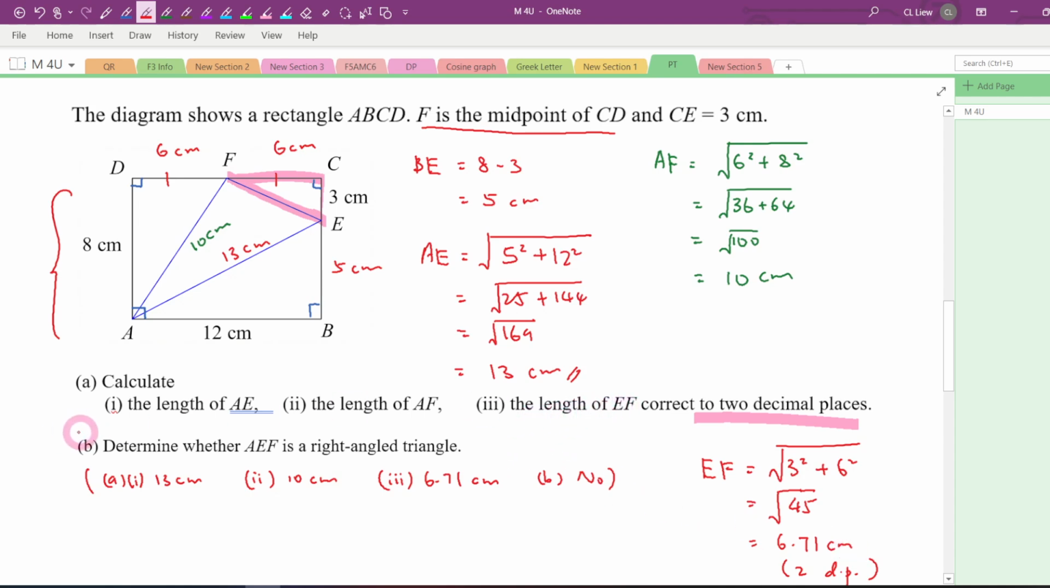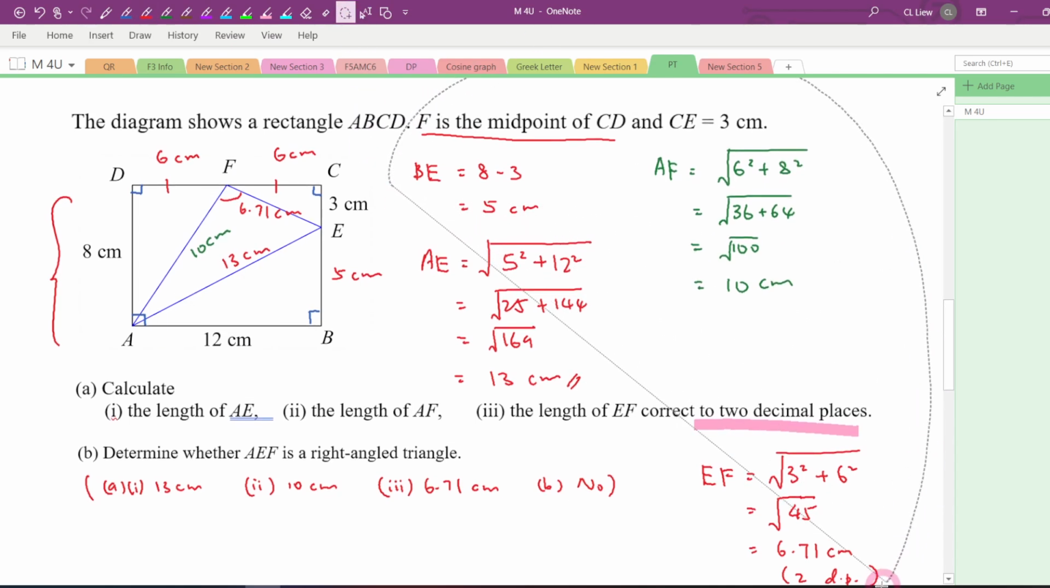Now let's look at this. Okay, let me label first. This is 6.71 centimeter. Determine whether AEF is a right angle triangle. AEF. Is this a right angle triangle? Now you need to show your calculation. Maybe some students look at the diagram, they notice that this is not a right angle triangle, right? Because this is not 90 degree. But we need to show the calculation.